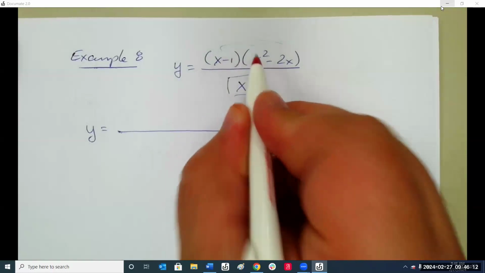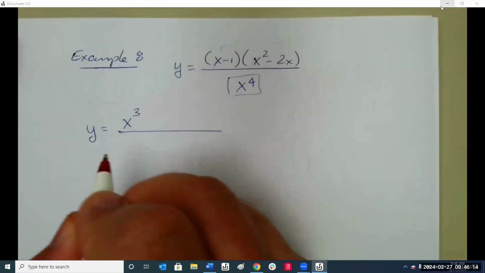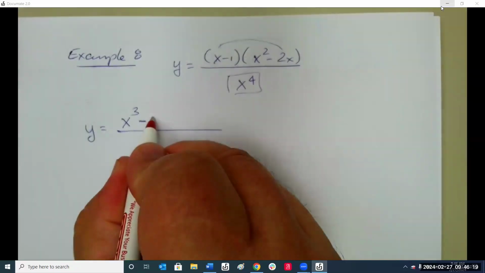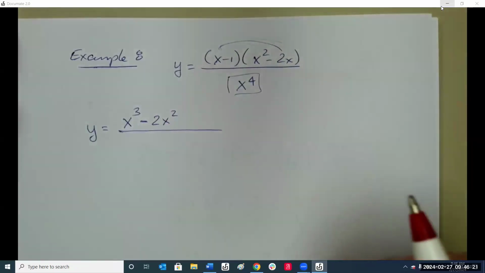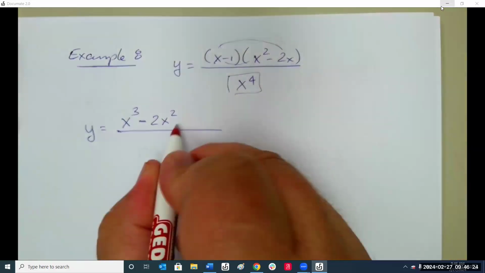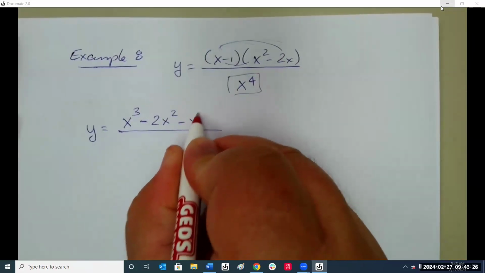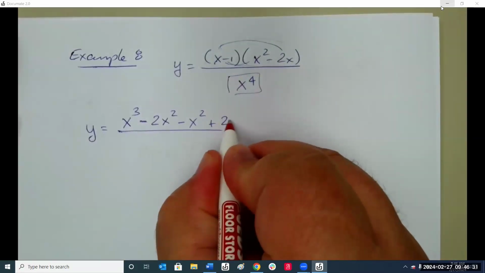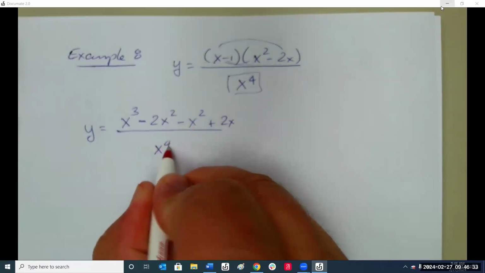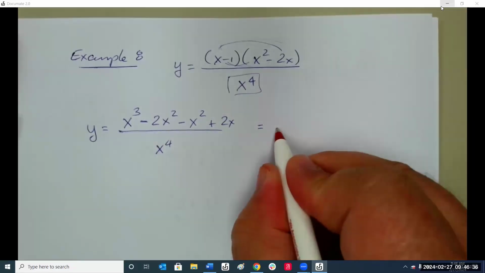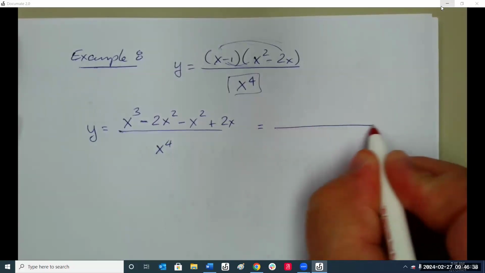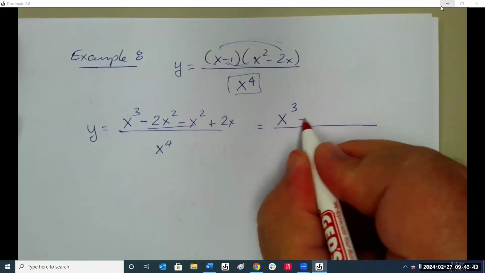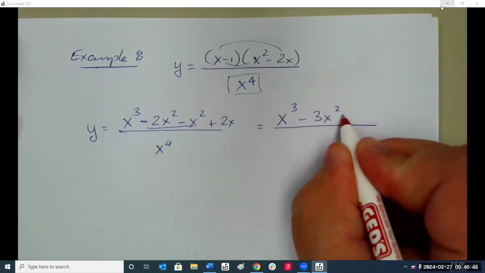So we got x times x squared is x cubed. Positive times negative is negative. X times 2x is 2x squared. Negative times positive is negative x squared. Negative, negative is a positive 2x. Combine like terms, we have minus 3x squared.